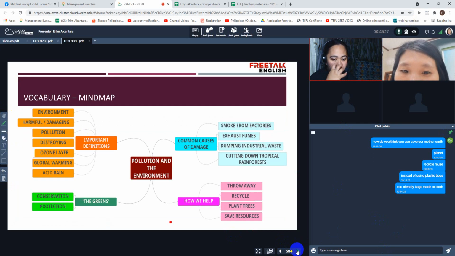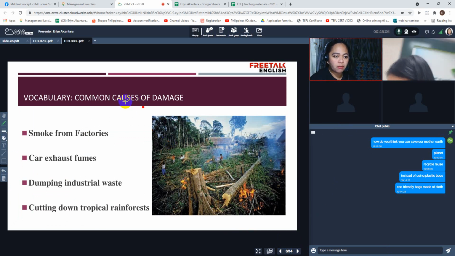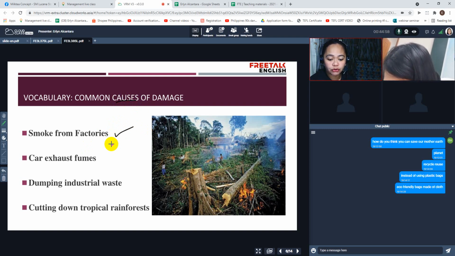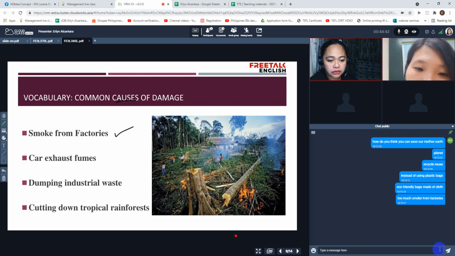Now we are going to still talk about pollution and environment. But this time, let's see what our vocabularies are. Common causes of damage to our environment. So these are some of the causes of damage. Smoke from factories. Is this something that is also happening in Vietnam? Do you also have too much smoke from factories?